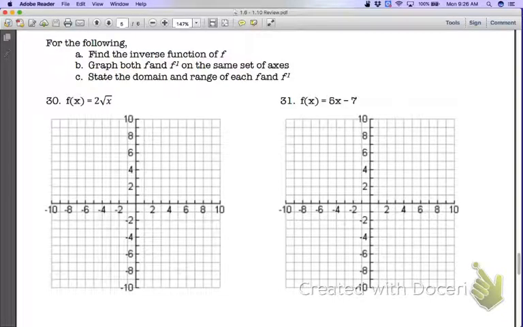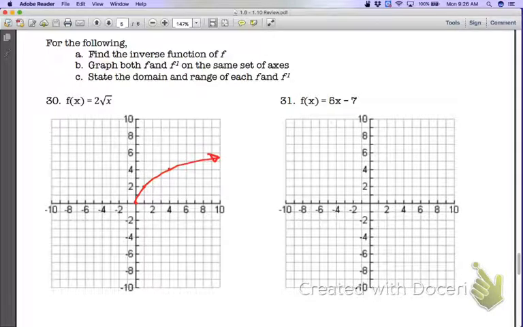Alright, so with 30, so if we do the inverse, I'm going to go ahead and graph the original. So the original is going to be at 0, square root of 4 is 2.